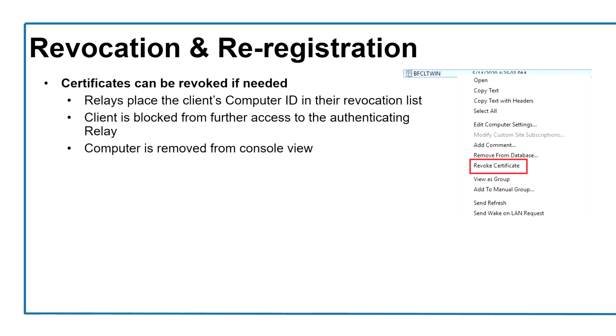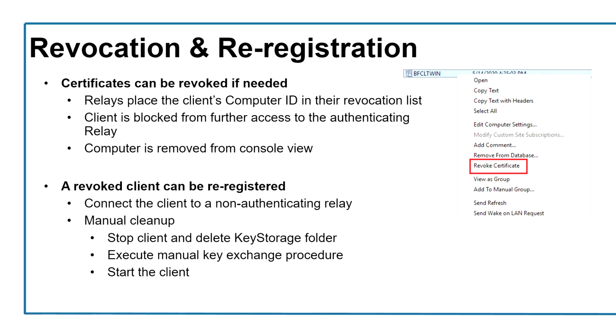And lastly, what if the device is lost and you don't want to take the chance that it will fall into the wrong hands? Well, you simply revoke that client certificate right from the console. In order for a revoked client to re-register, it must be connected to a non-authenticating relay, and presumably this will only happen if it comes into your secure network to do so.